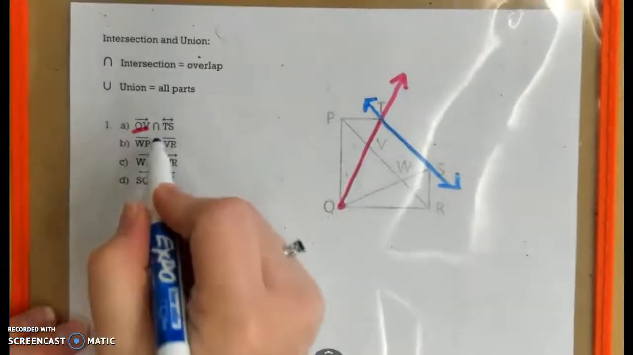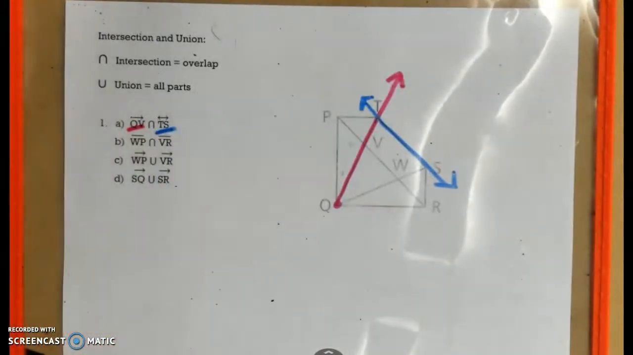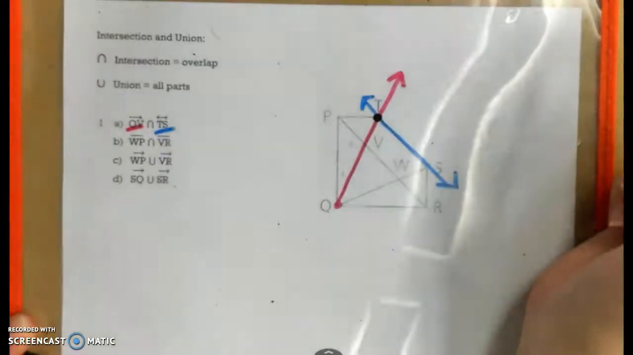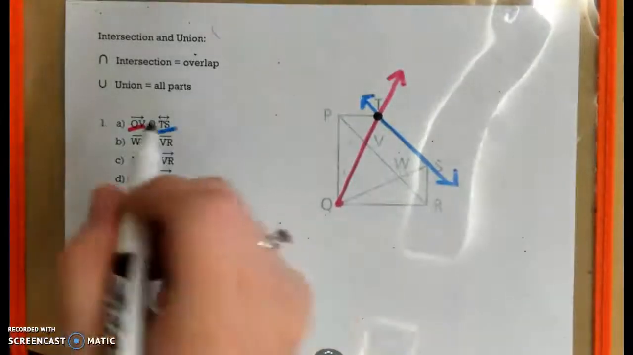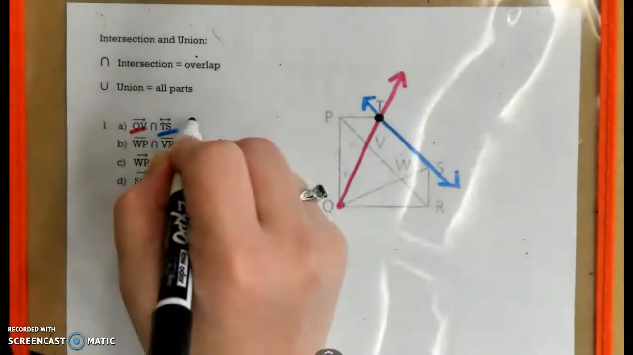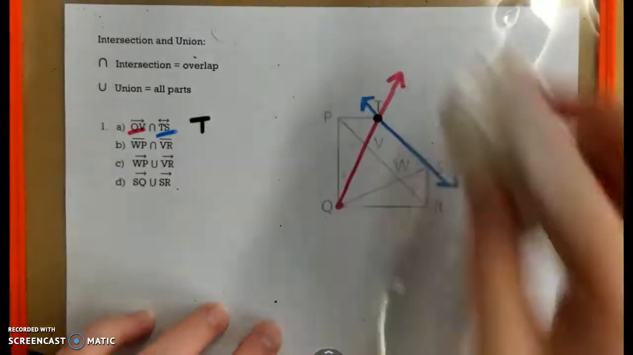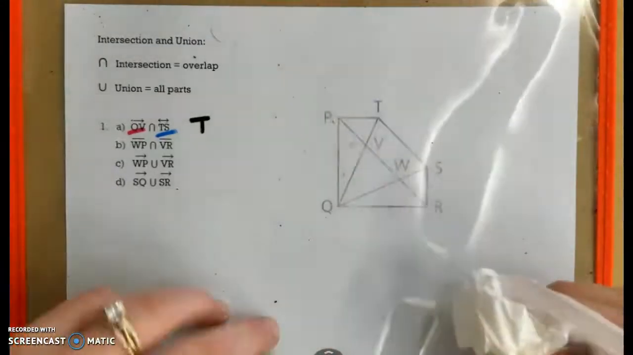So our intersection of this ray and this line would be where they overlap. And that is at this shared point T. So the intersection of ray QV and line TS would be point T. Okay? I'm going to erase this so we can move on to part B.